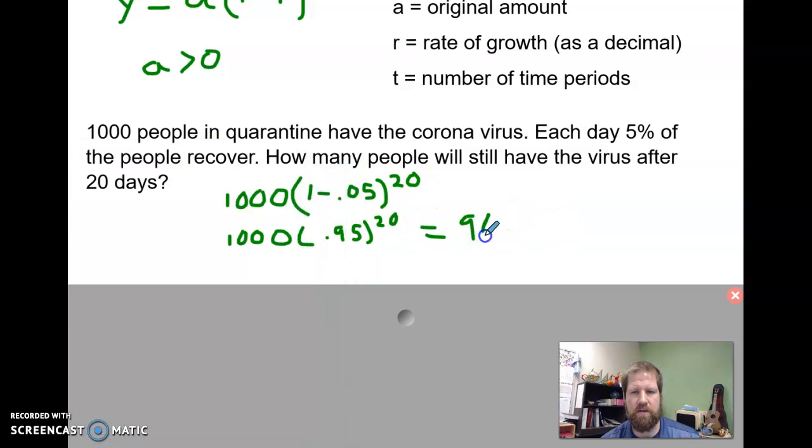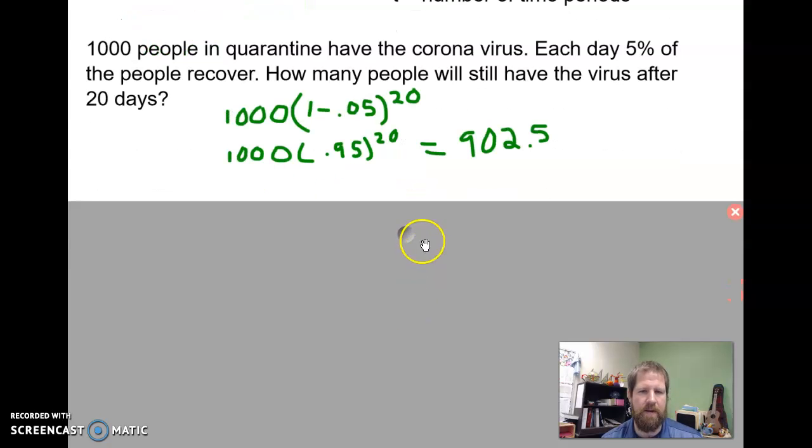After 20 days, we've still got a number of people infected, but 97.5 have recovered. All right. Okay.